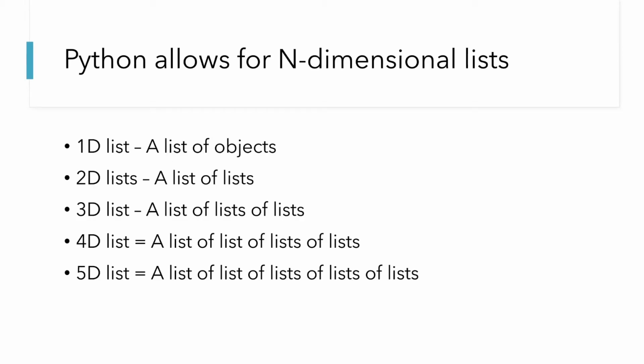So we've been talking a lot about 2D lists, but what about 3D, 4D, 5D lists? Are these a thing? Well, in Python they are. Python allows for n-dimensional lists, which means as many as you want.